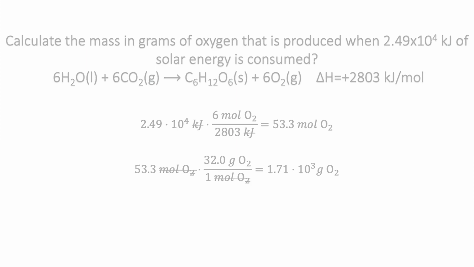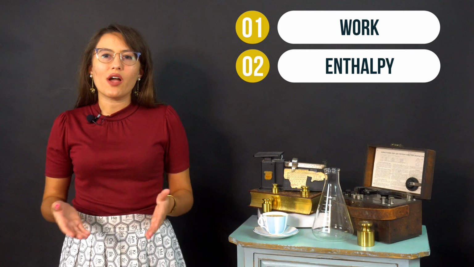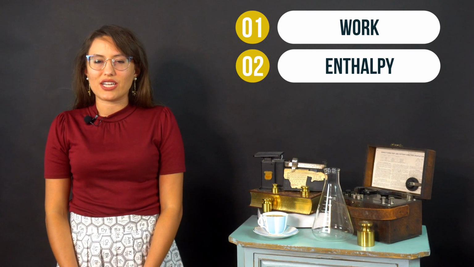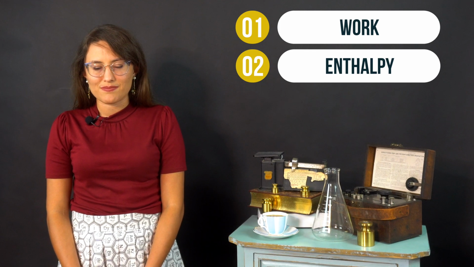In today's discussion, we showed how we measure work done by a system using pressure and changes in volume. We also discussed how to use enthalpy to measure changes in energy in chemical equations.